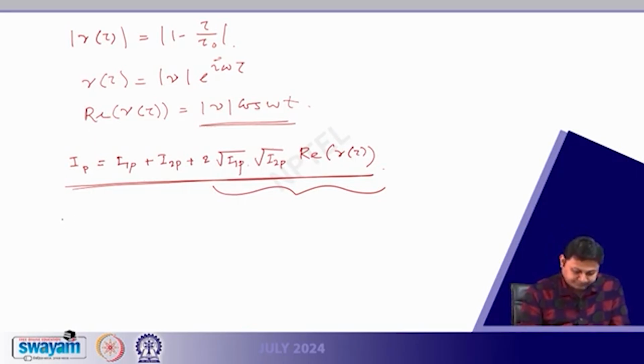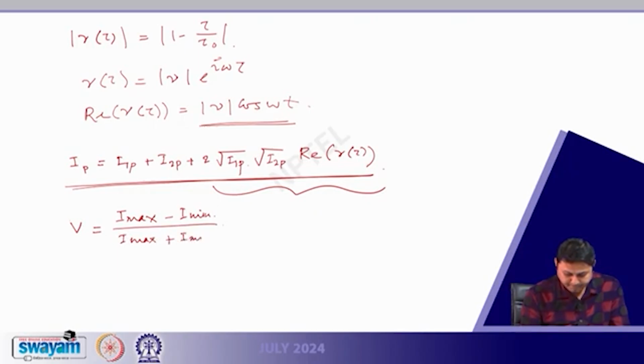So I can also define something called visibility. Visibility is, let me write down first, I max minus I min divided by I max plus I min. That is the visibility. Now let us concentrate on this term and try to find out what is happening. So let me go one by one, and then we are going to finish after that.